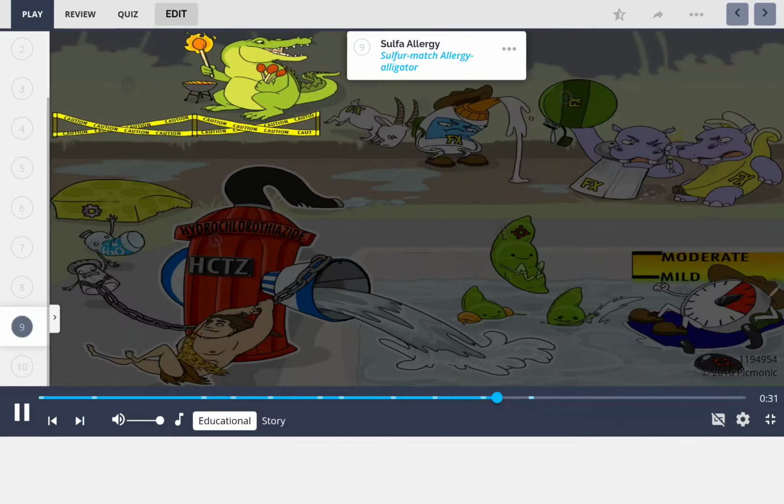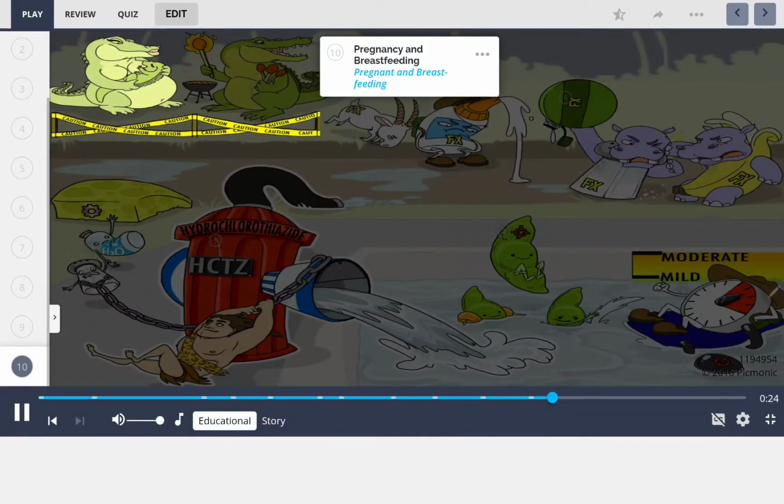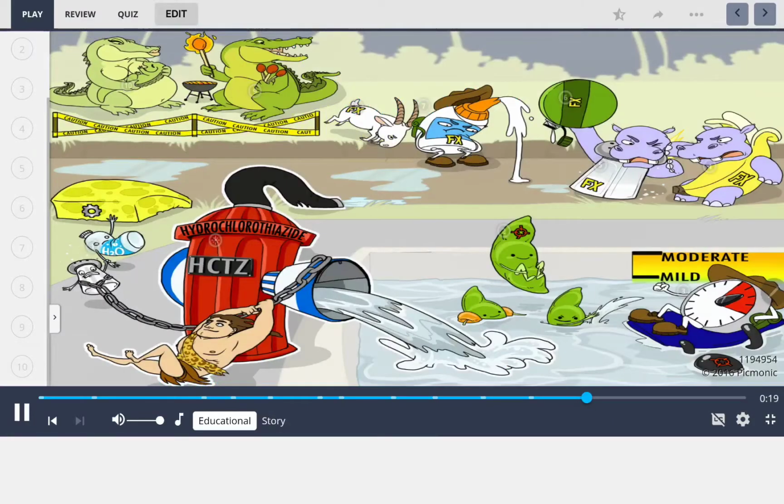Contraindications for this medication include a sulfa allergy, the sulfur match allergy alligator, and those who are pregnant or breastfeeding, shown by the pregnant and breastfeeding alligator. So in summary, hydrochlorothiazide works by inhibiting reabsorption of sodium chloride and water and is used for the treatment of edema or mild to moderate hypertension. Side effects may include hypokalemia, hyponatremia, dehydration, hyperglycemia, and gout. Do not give to patients with a sulfa allergy and those who are pregnant or breastfeeding.